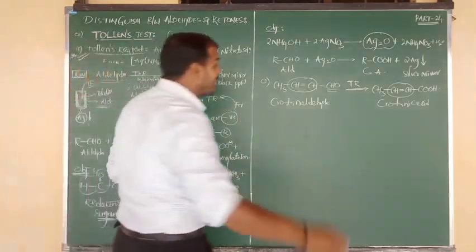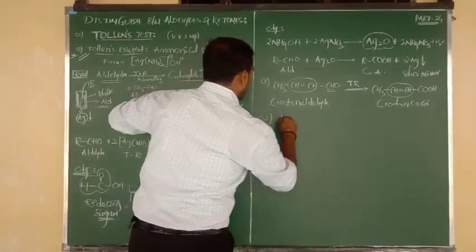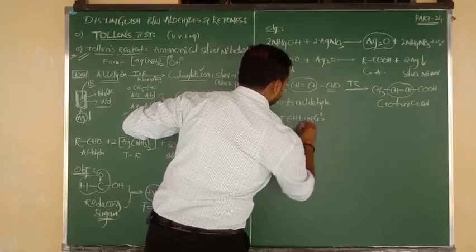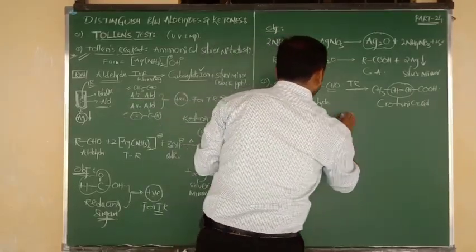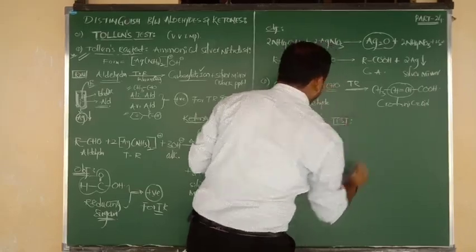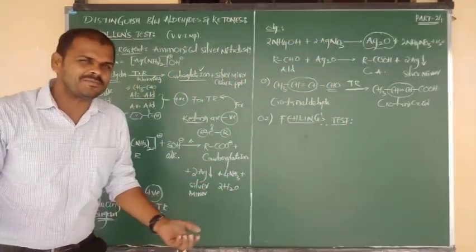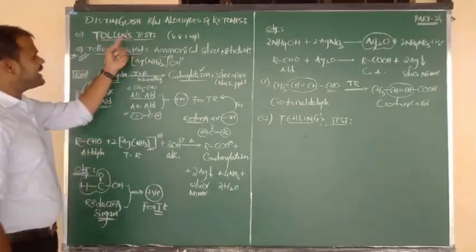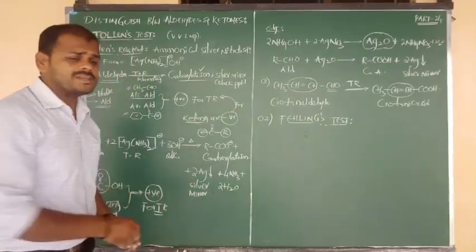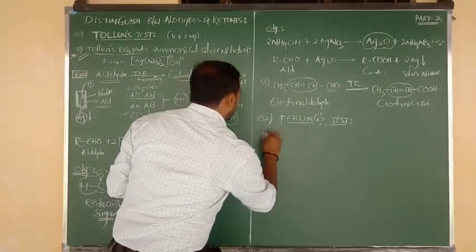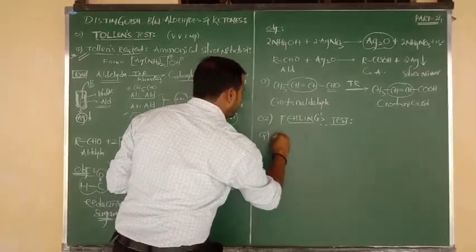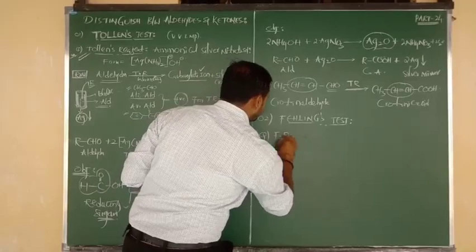Okay, second test, test number 2, that is the information about Fehling's test. What is meant by Fehling's test? Before knowing Fehling's test, we should be very familiar with what is meant by Fehling's reagent. In the Tollens test, what is the Tollens reagent? In the Fehling's test also, first of all we have to know the question, which is important from a theory point of view: what is meant by Fehling's reagent?